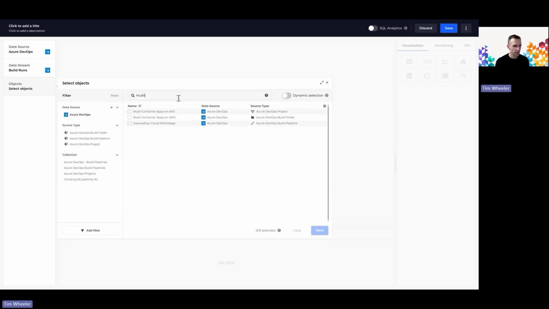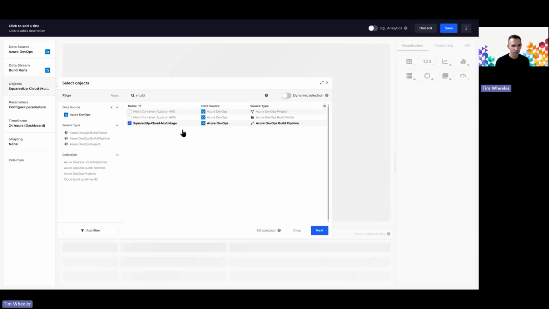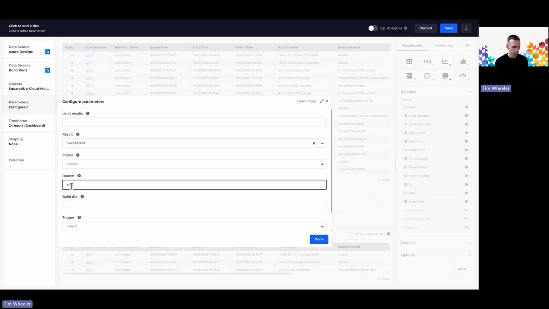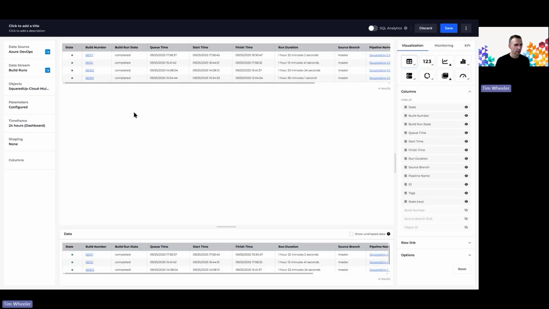I'm going to hopefully find a pipeline here with some good data. You can see in the background I'm getting data. And in parameters, I can then select various different filters to pull back the data I want. So I know I want pipelines that have succeeded, and I happen to know that the one that's going to go to production is the master branch. So we can click done on that.